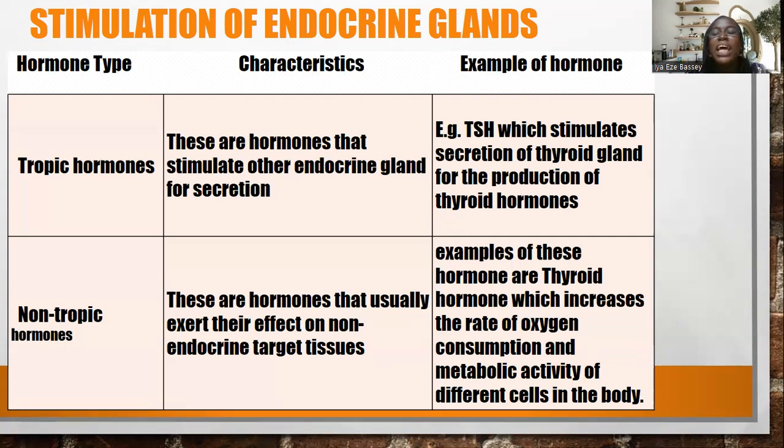For instance, when your thyroid hormone is produced, it helps to increase the rate of oxygen consumption and metabolic activity of different cells of the body.